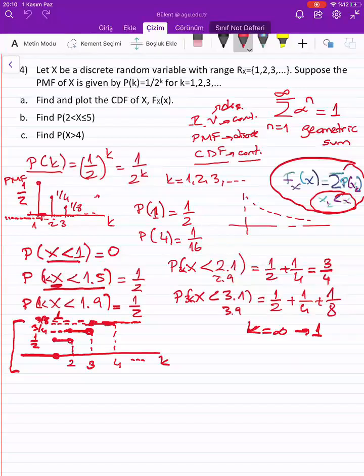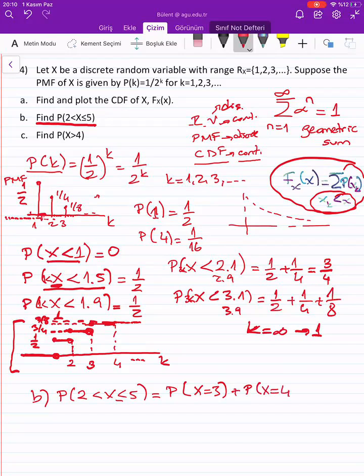All right, if we continue right now, I would like to focus on this part. What's the probability of x being greater than 2 and being less than or equal to 3? This is a simple question, right? If you look at it thoroughly, that means P(2 < x ≤ 5), which is equal to P(x = 3) plus P(x = 4) plus P(x = 5), right?